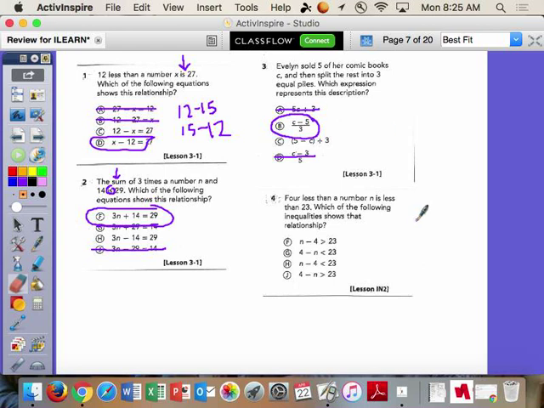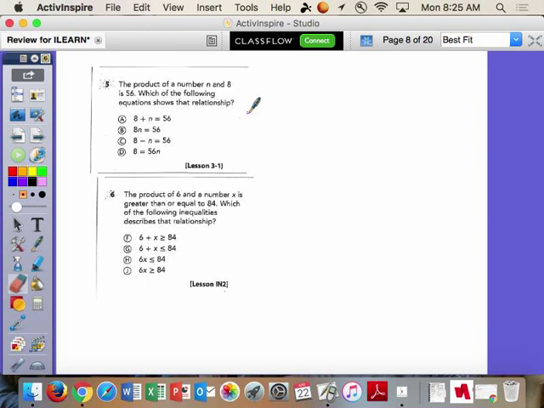4 less than a number is less than 23. Less than. This is the less than sign, and the bigger side is opening to the 23. So that means it's either one of these. We talked about when it says a number less than another number, right? 4 less than a number n. That n goes first, so you should have h.